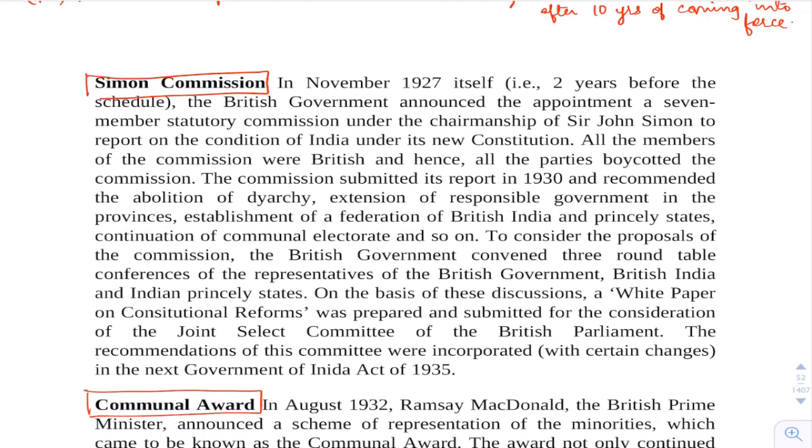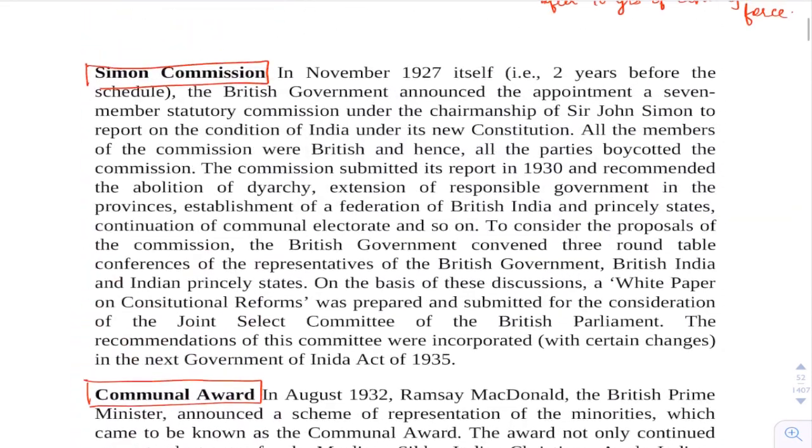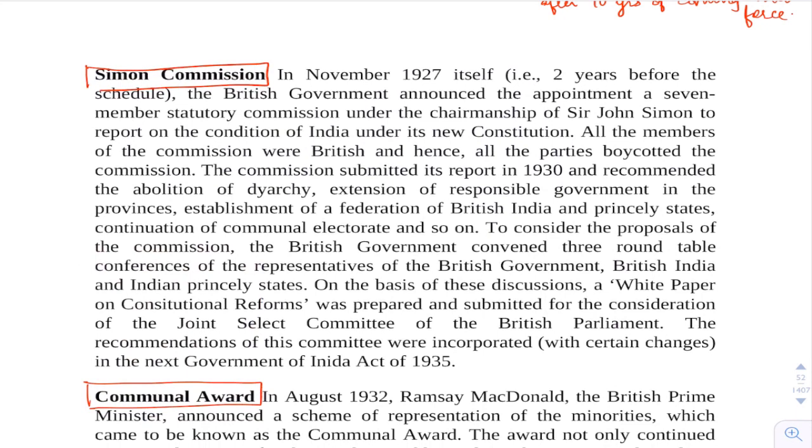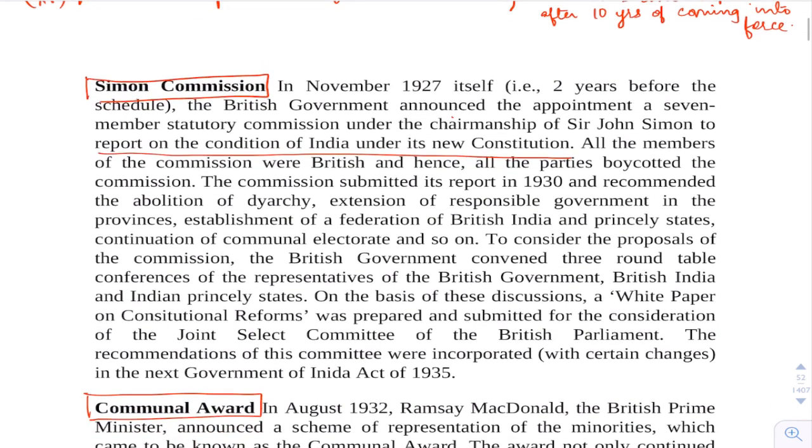So साइमन कमीशन आया बीच में, ठीक है. अभी हमने 1919 का एक्ट कर लिया which was enforced in the year 1921, and उसके बाद एक्ट करना है 1935. So 1921 और 1935 के बीच में क्या हुआ, these two important things are to be studied. साइमन कमीशन. So what happened in November 1927 itself, मतलब 2 साल शेड्यूल के पहले, the British government announced the appointment of a 7-member statutory commission under the chairmanship of Sir John Simon to report on the condition of India under its new constitution. अब हमें पहले लिखना क्या क्या है इस चीज़ के बारे में. So I try जितना स्पेस है मैं लिखूँ, otherwise you will be writing.